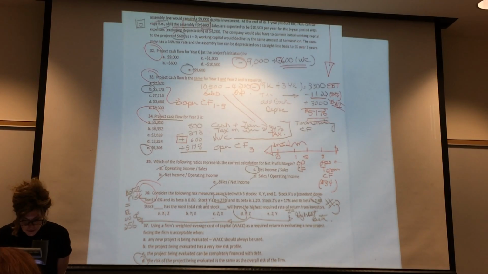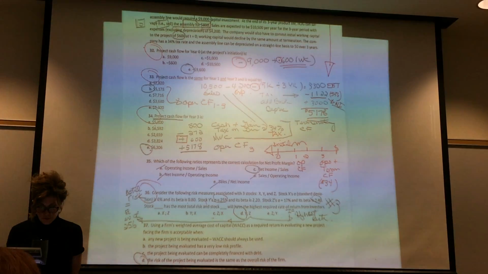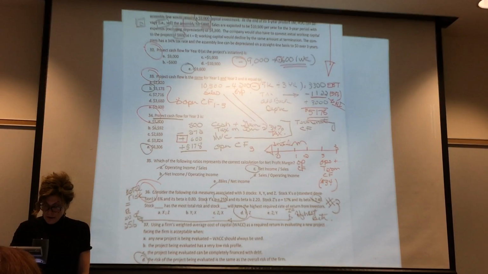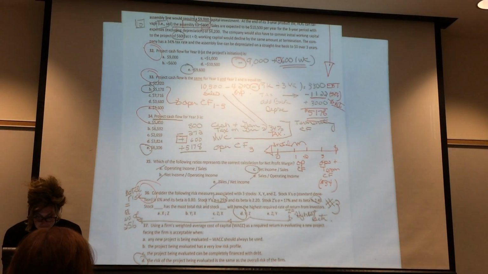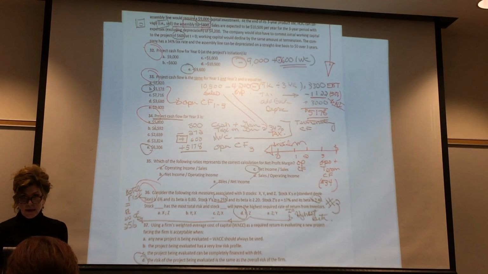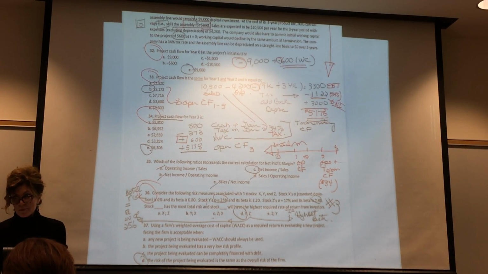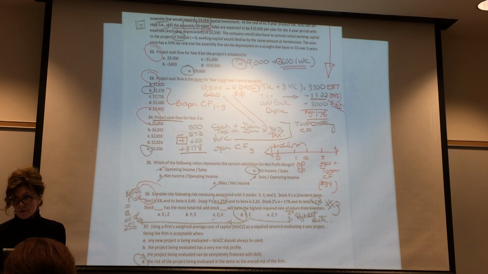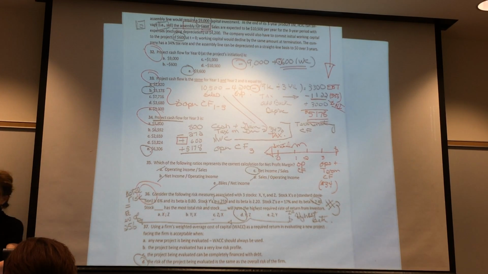Following are risk measures associated with three stocks, X, Y, and Z. Stock X has a standard deviation of 6% and has a beta of 0.8. So if it has a beta of 0.8, is it more or less risky than the stock market? Less.